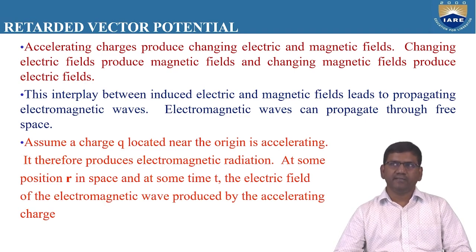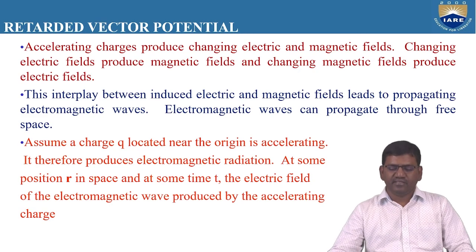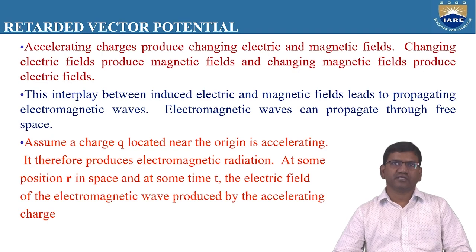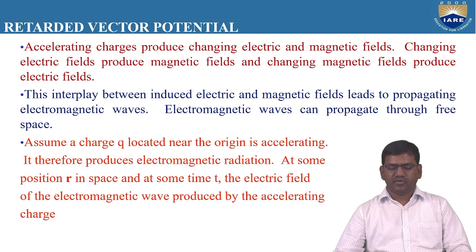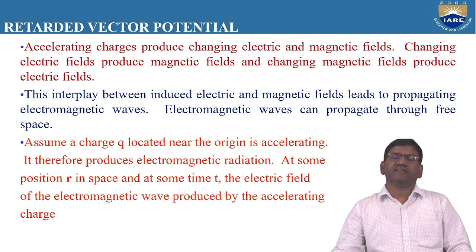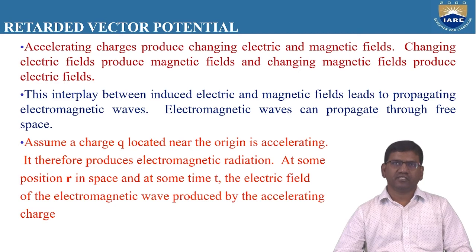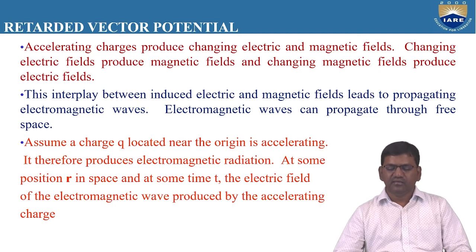According to Maxwell's theory, the accelerating charges will produce electric and magnetic fields, and the changing electric fields will produce magnetic fields, and the changing magnetic fields will produce electric fields. So this interplay between the induced electric and magnetic fields leads to the propagation of electromagnetic waves. That means the electric and magnetic fields produced within the conductor give rise to the propagation of electromagnetic waves in one particular direction.